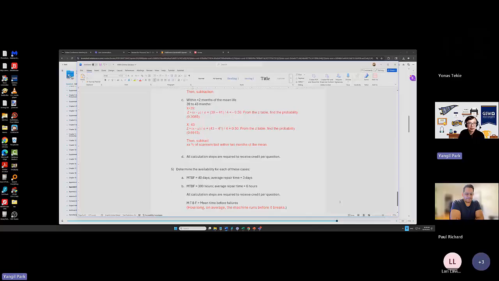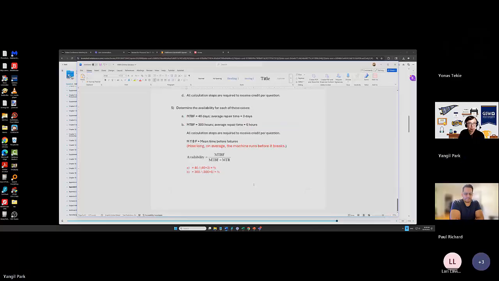The last one is just what they call MTBF, mean time before failure. This one is pretty straightforward. We try to find out the availability of a machine, device, or process, mostly machine. So we're trying to find how long a machine will run before it breaks down.